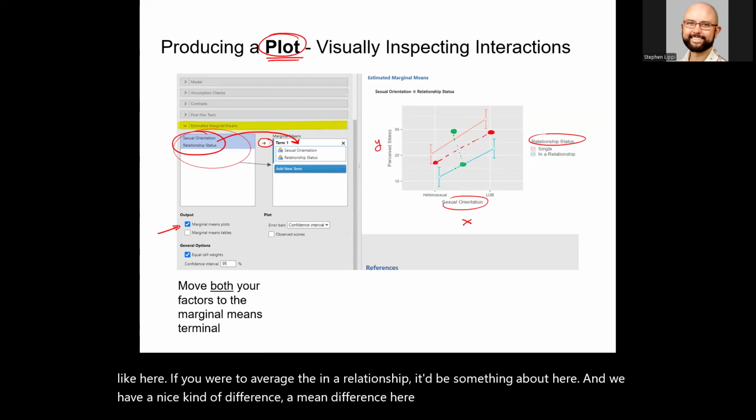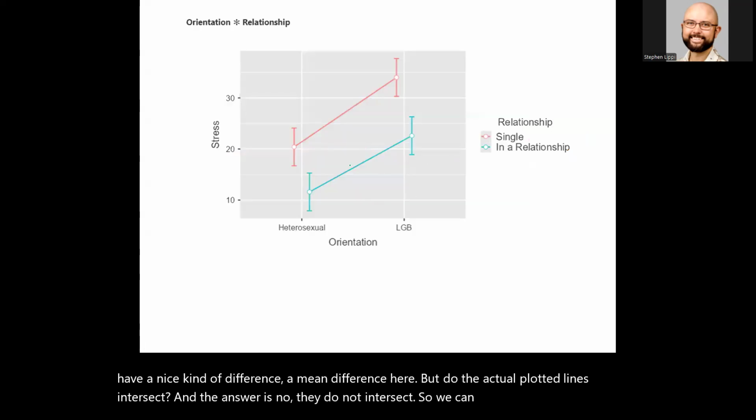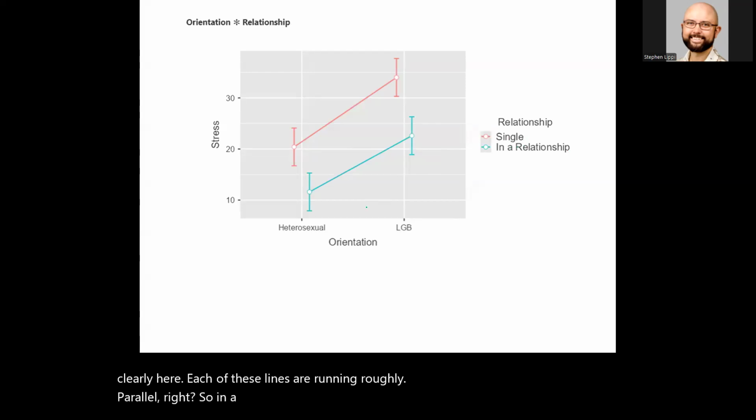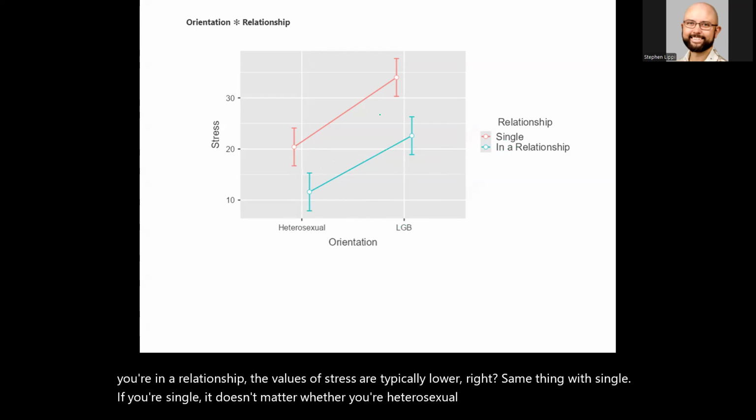But do the actual plotted lines intersect? And the answer is no, they do not intersect. So we can look at this a little bit more clearly here. Each of these lines are running roughly parallel, right? So in a relationship, it doesn't matter whether you're heterosexual or LGB. If you're in a relationship, the values of stress are typically lower, right? Same thing with single. If you're single, it doesn't matter whether you're heterosexual or LGBT, the values are higher, right?